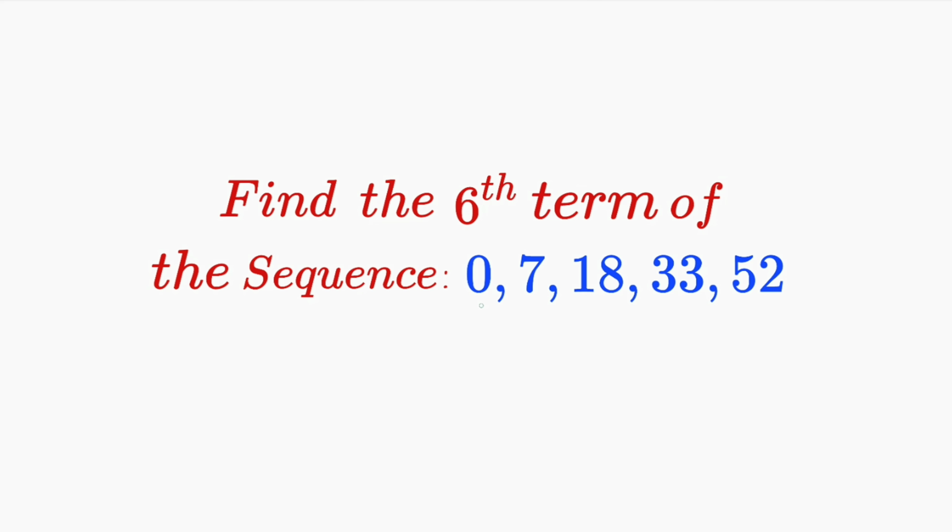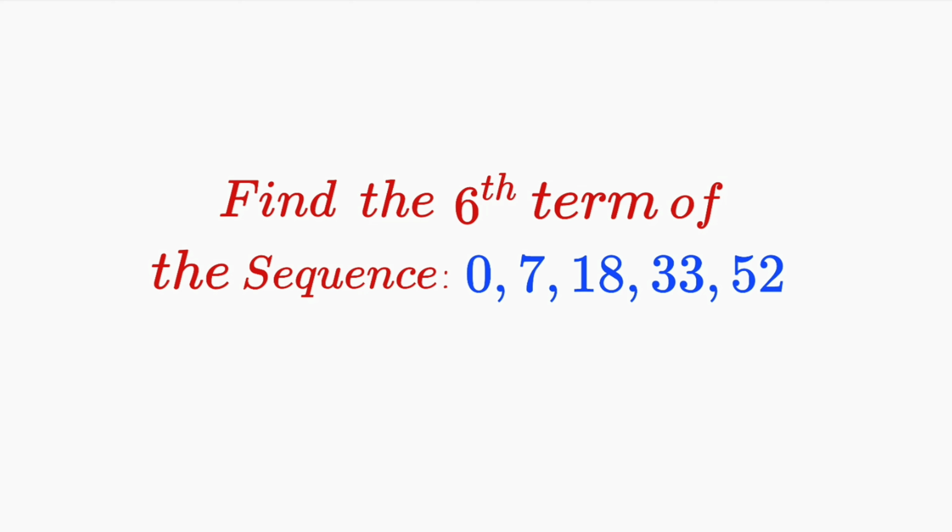So let's test it. What number can be added to 0 to get 7? Definitely 7, right? But we cannot add 7 to 7 to get 18, because 7 plus 7 will give us 14 instead. From 7 to 18 is by addition of 11, and from 18 to 33 is by addition of 15. So this is not a linear sequence.